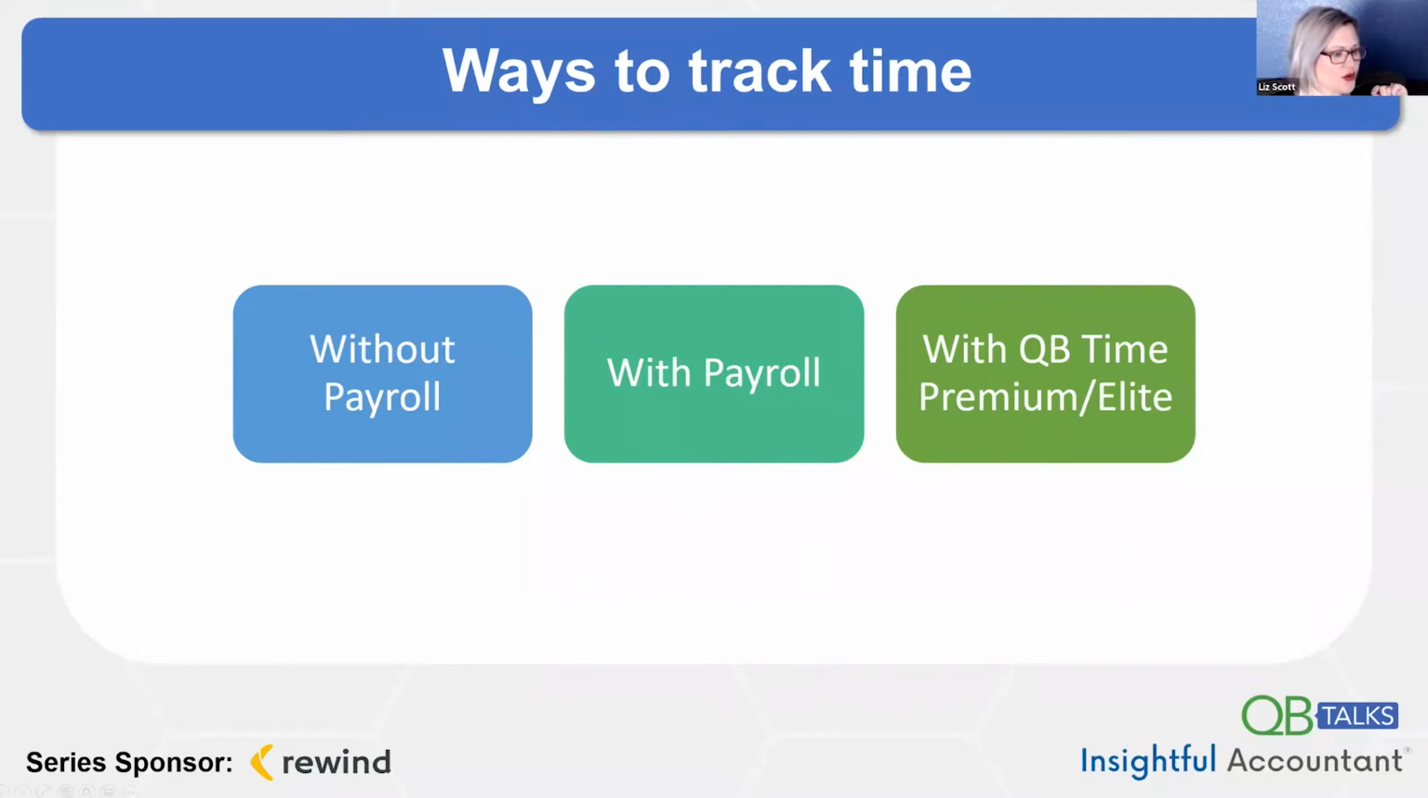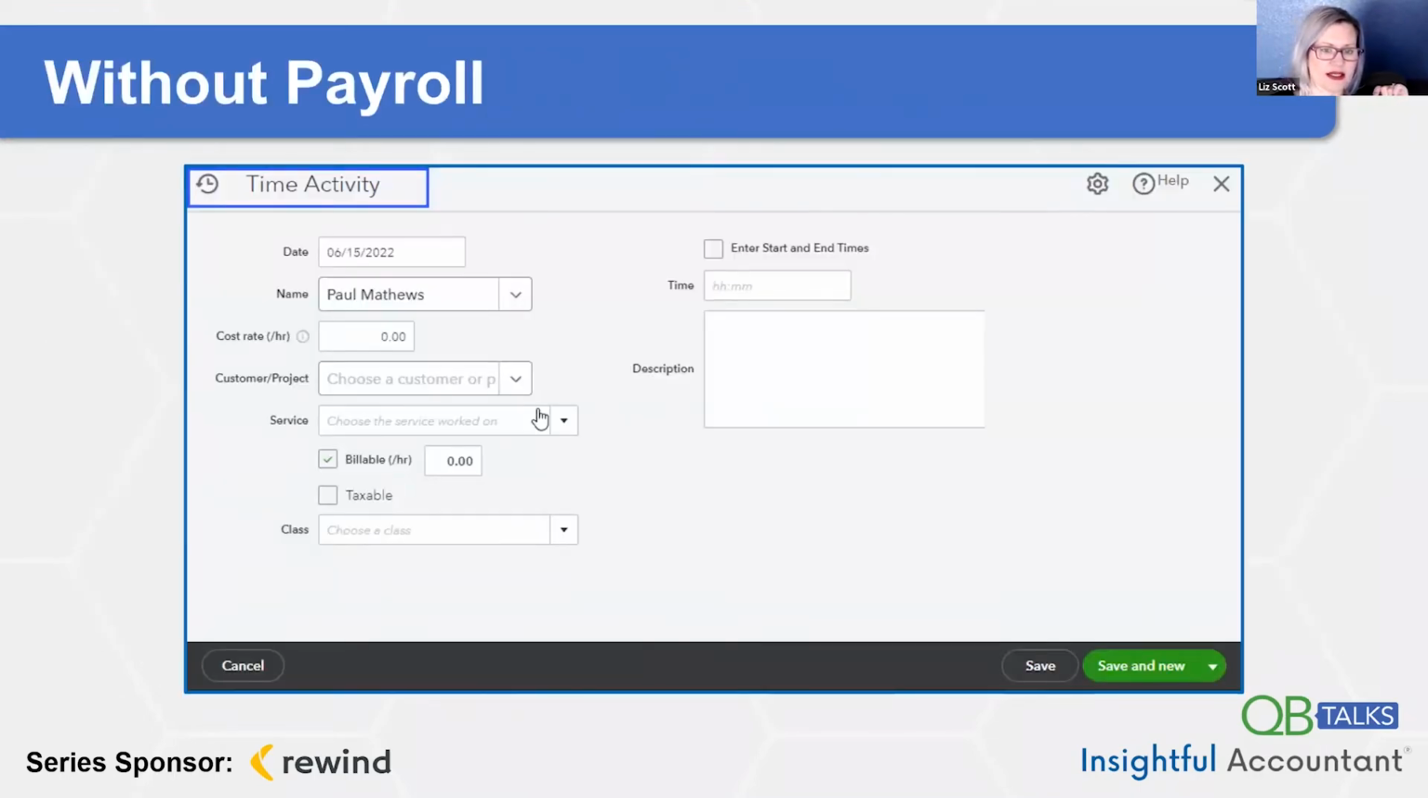So I want to go through what those different scenarios look like, because for clear visibility into projects, you want all of those. You want to know what all of your access is. So this is an example of somebody who does not have payroll. You're able to enter one time entry at a time. And in this example, we're pulling in Paul as the worker, and then we can say Paul was working on a particular customer project.